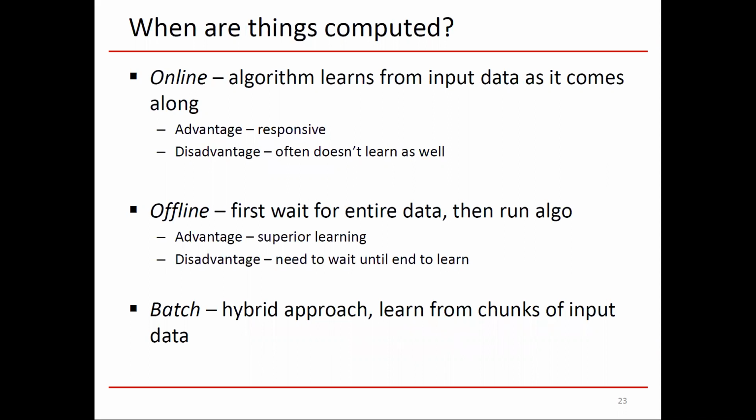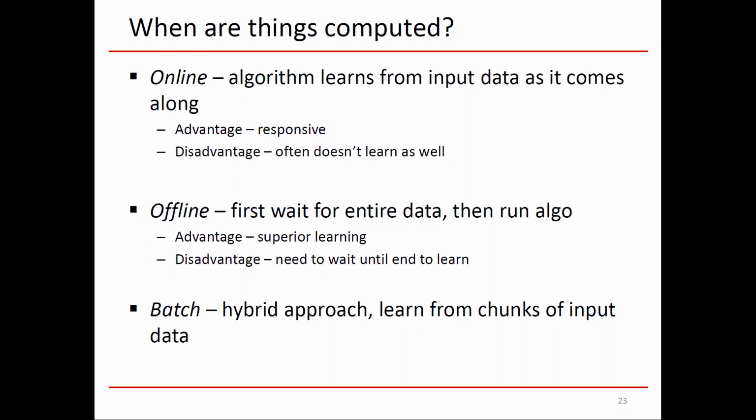Finally, there are also computational considerations. An online algorithm is a machine learning algorithm that learns from the input data as it comes along. So you're getting one or perhaps a small number of input data, and you immediately modify the model. And the advantage is that this is responsive. Every time that you got new data, you modified your model. The disadvantage is that oftentimes it doesn't learn so well. And to learn well, we often need a lot of data.